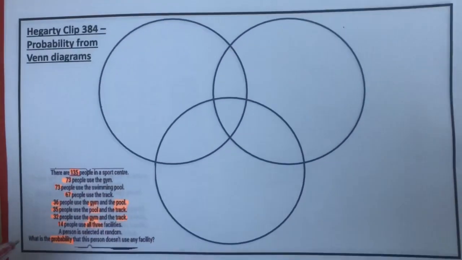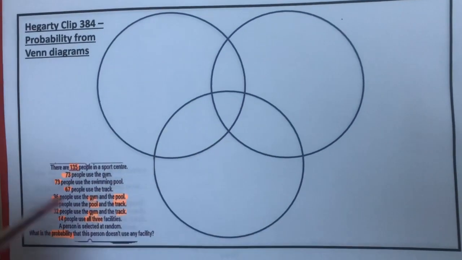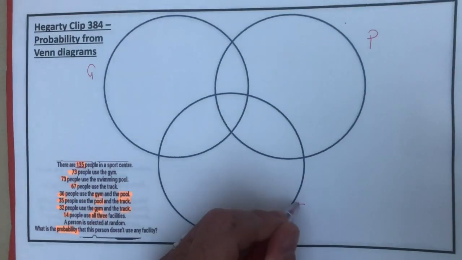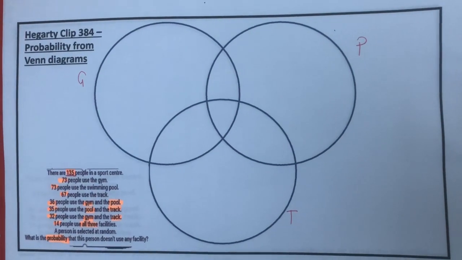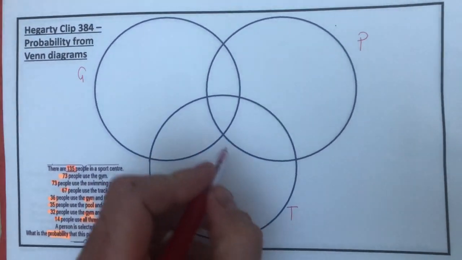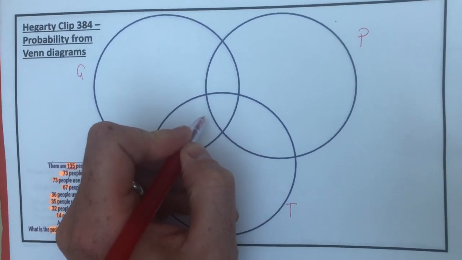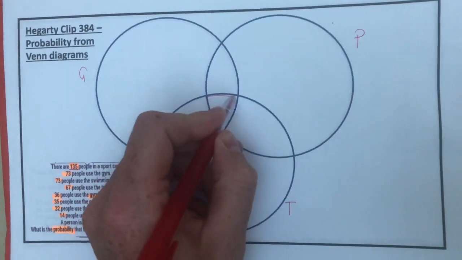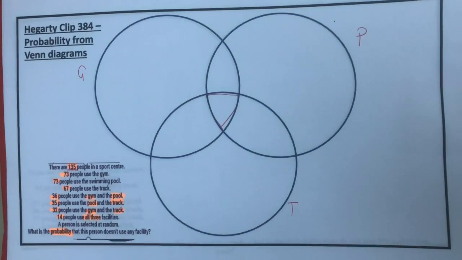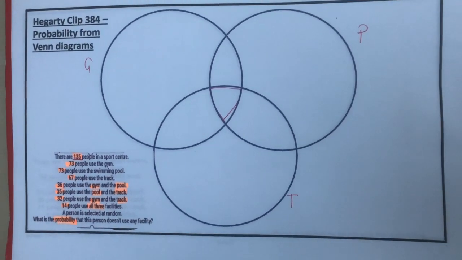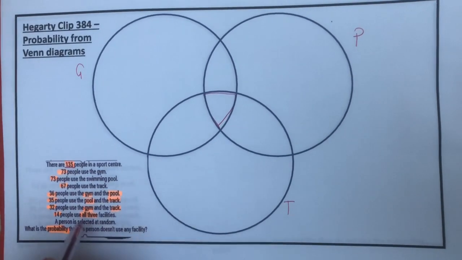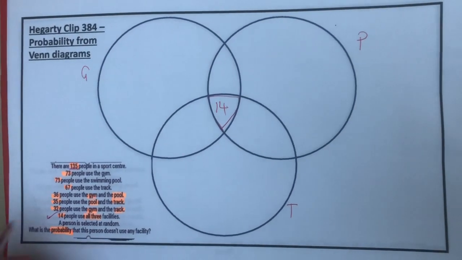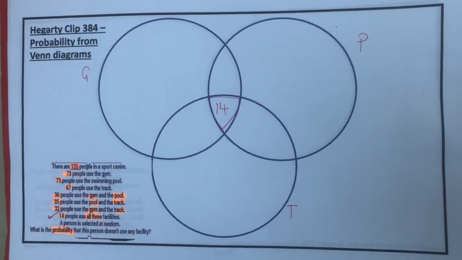So I've got a Venn diagram and I've got 3 sections. The 3 sections are gym, pool and track. From the information, we always start a Venn diagram, even a 2 or 3 circle Venn diagram, with the all 3 overlap. Each circle is a set. This section here is where all 3 overlap, in other words, the people who use all 3 facilities. So that is 14. So 14 goes in there. I've ticked that to say we've used that piece of information.